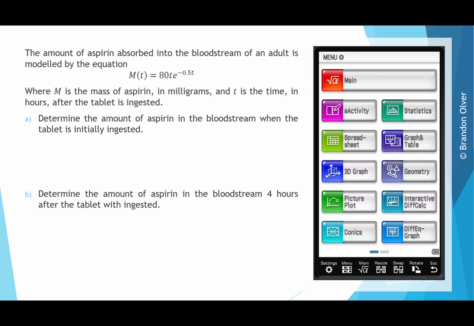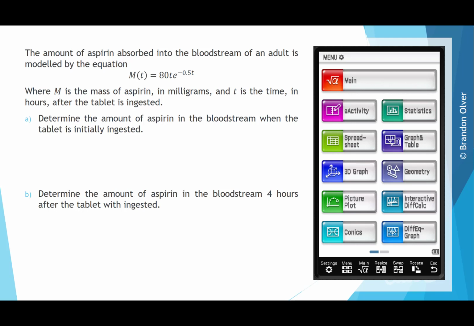The amount of aspirin absorbed into the bloodstream of an adult is modelled by the equation m of t is equal to 80t times e to the power of negative 0.5t, where m is the mass of the aspirin in milligrams and t is the time in hours after the tablet is ingested.